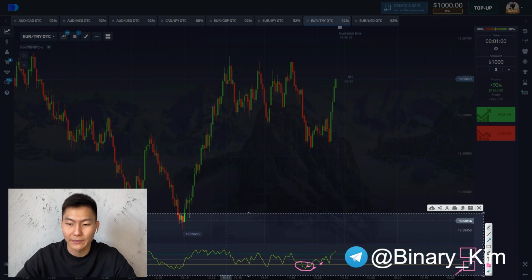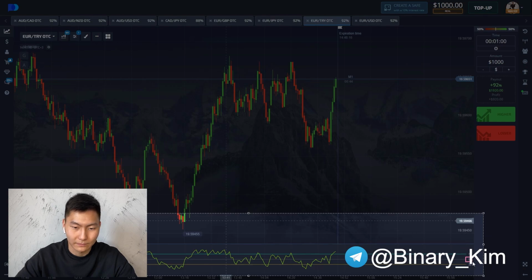And we also have the level 50 here. This is the middle value, and when the RSI is above this level, it indicates that the uptrend prevails. And when the RSI is below 50, then it tells us that the downtrend dominates. Basically, on a 1 minute time frame, the level 50 is not that important.